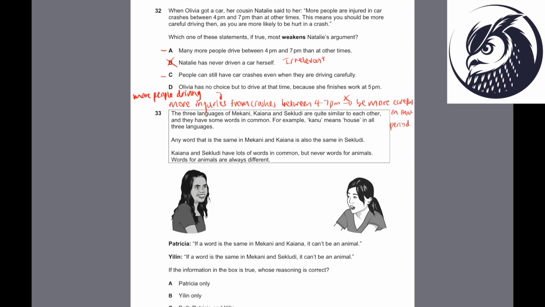And then lastly, D says Olivia has no choice but to drive at that time because she finishes work at 5 p.m. And again, option D is very irrelevant here. Telling me that there's no choice but driving at this time does not actually weaken or strengthen Natalie's argument. It has nothing to do with it.